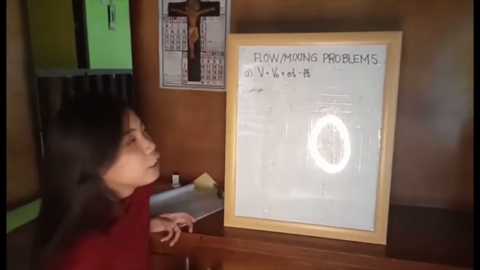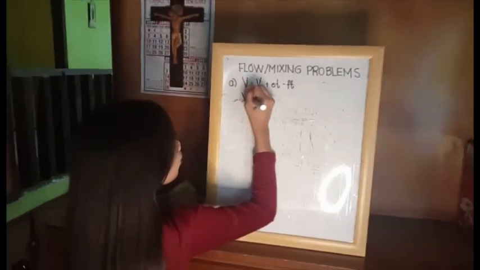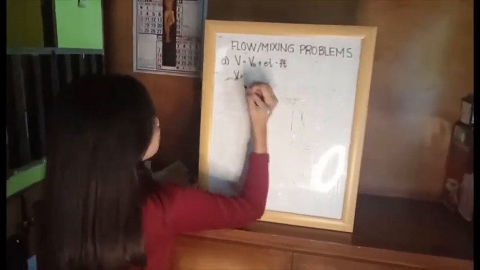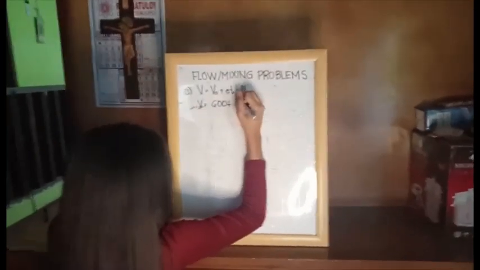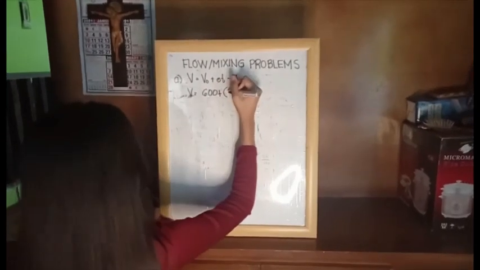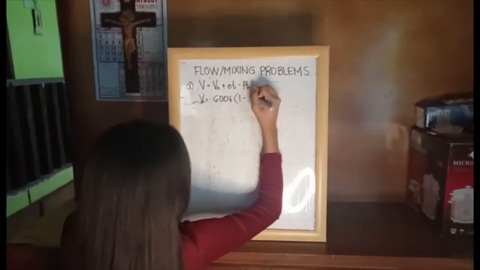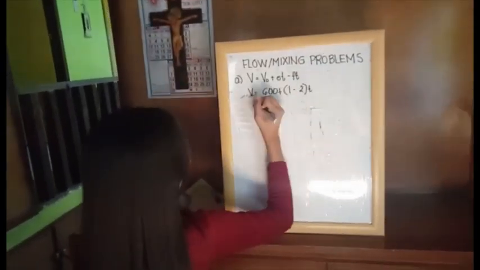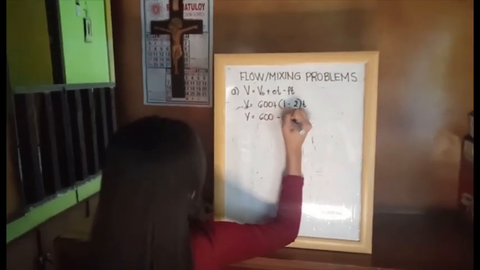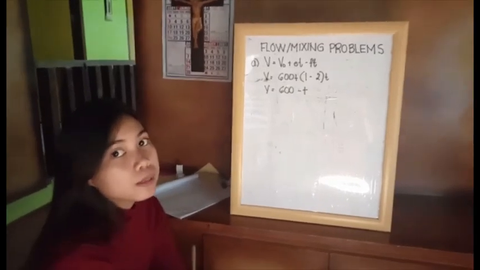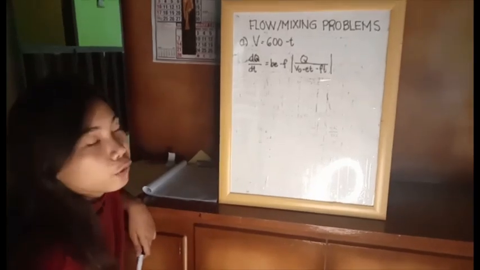In order to get the volume, we're going to use this equation. V is equal to our initial volume, 600, plus the brine that enters the tank, which has a value of 1, and the brine that leaves, which is 2. So V is equal to 600 minus t. To calculate how much salt is left in the tank, we're going to calculate the amount of salt left in the tank after 1 hour.